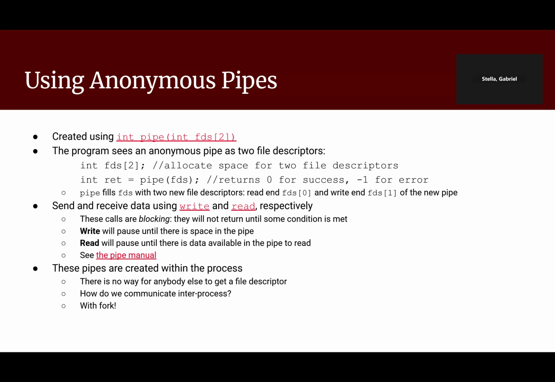So these pipes are created inside the process. As you can see, basically, there's just two file descriptors that show up. So it might be unclear how you could actually communicate between processes since there's no way for another process to get access to these file descriptors, or so it seems. But actually, by using fork, we can use anonymous pipes between two processes.